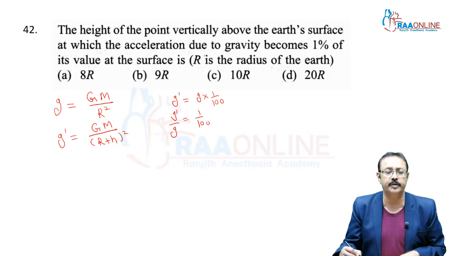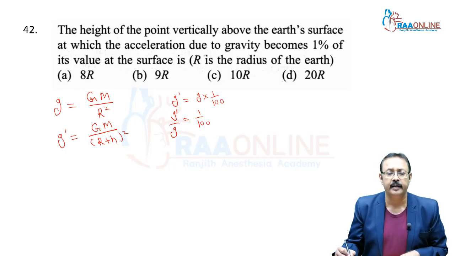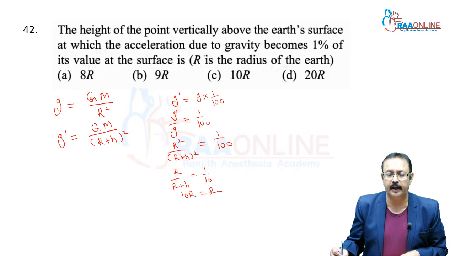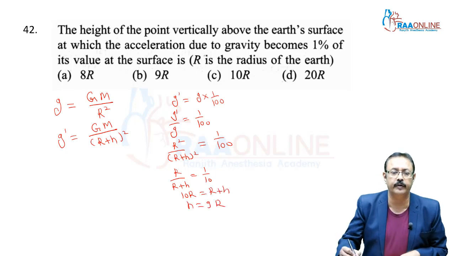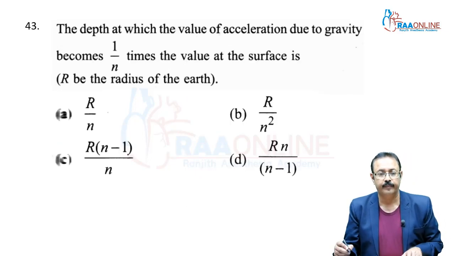But g dash upon g, from here we can see, is r square upon (r plus h) whole square. It is 1 upon 100. Taking the square root, we get r upon r plus h is equal to 1 by 10. So 10r is equal to r plus h. So h should be equal to 9r. So we are going with option B.